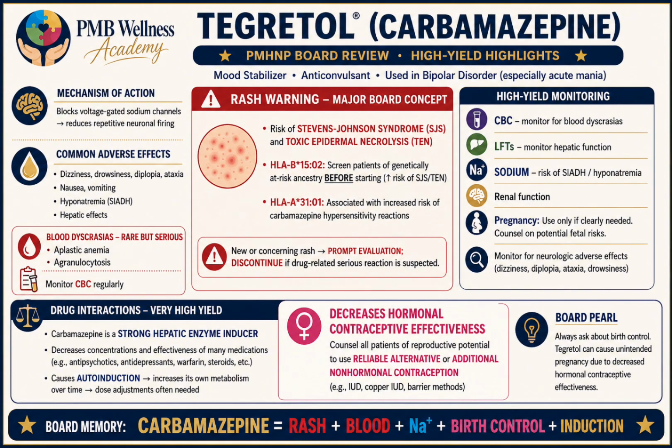Then think clash. Carbamazepine speeds up liver enzymes, which means it can lower the levels of medications. One of the biggest board points is birth control. Carbamazepine can make hormonal birth control less effective, increasing the risk for pregnancy, and it also has the risk for birth defects like neural tube defects. So remember, CARB can crash and clash. Check the blood cells, watch for rash, think about ancestry, monitor sodium level, and monitor the liver functioning. And remember medication interactions, especially birth control. Those are the carbamazepine points you want to recognize on your PMHNP boards.